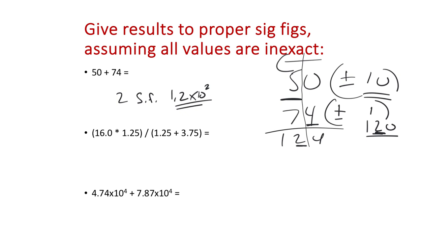Now the second question on this packet is 16.0 times 1.25 in parentheses. So let's do that first. That gives me, so this here works out to 20.0 to 3 sig figs because it's 3 sig figs times 3 sig figs. When we multiply, we count sig figs. And then we're going to divide by the sum of 1.25 and 3.75. No, 3 sig figs plus 3 sig figs, we're not counting sig figs, we're looking at placeholders.